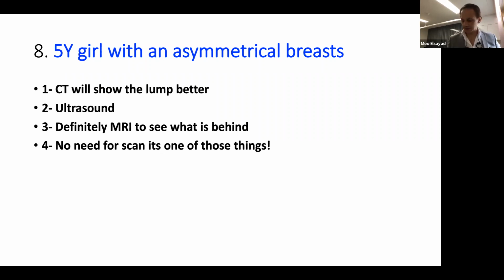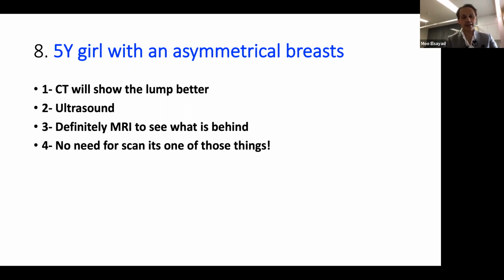Any thoughts on this? Good, perfect. I can see fewer people coming for this answer. Okay, perfect. So I have to tell you guys that you have fallen into the trap. Sorry about this, but this is a fact now. So for a 5-year-old with an asymmetrical breast, the first modality will be ultrasound. So I would agree with the group who went for ultrasound.